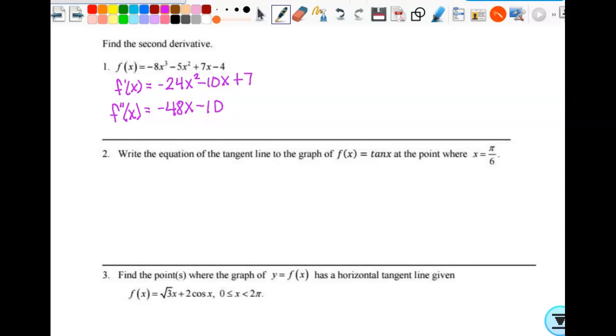I could take the third derivative. What would the third derivative be? -48. Okay, so you get the idea? Then we're going to stop there right now. You could keep going, but there's only so much it's going to give you. All right, so this is the only one it asks you for on that, and then the rest of these are going to follow along what we've had. This is just kind of a little preview.